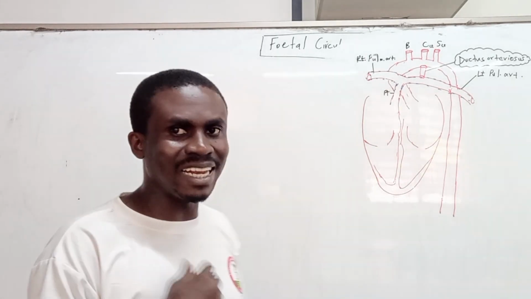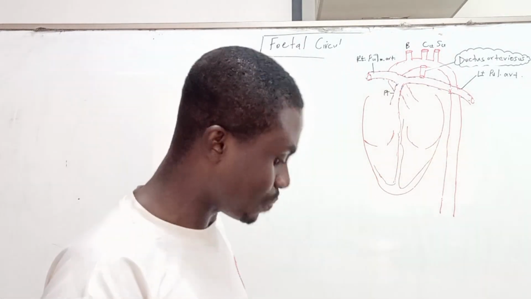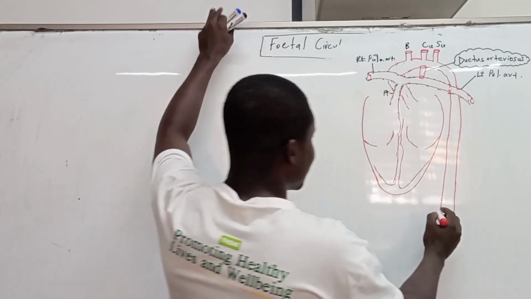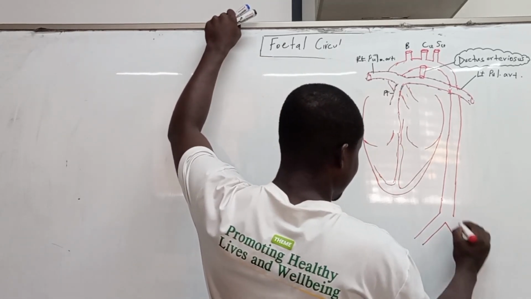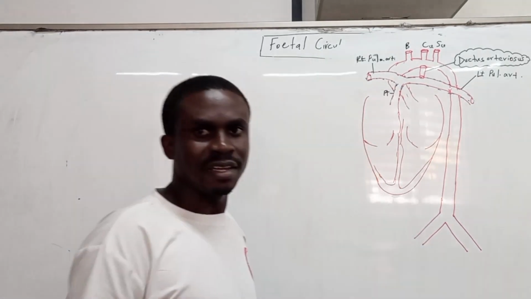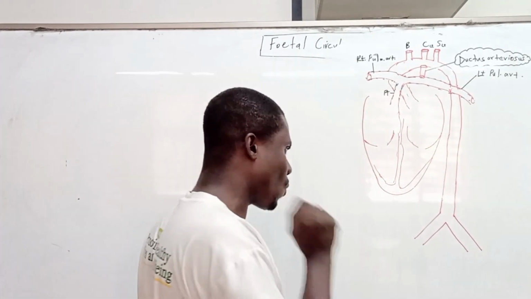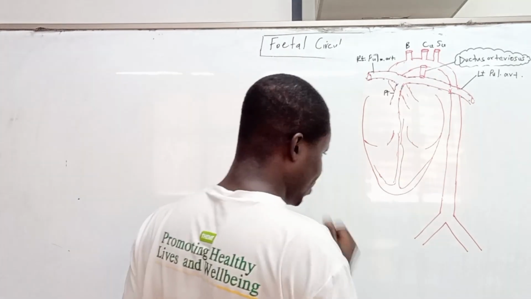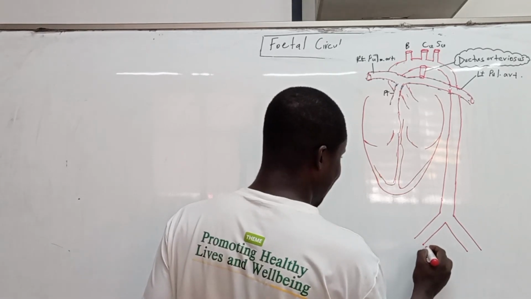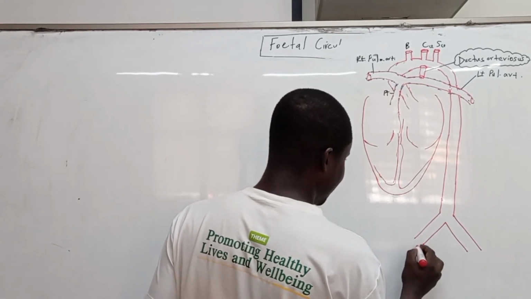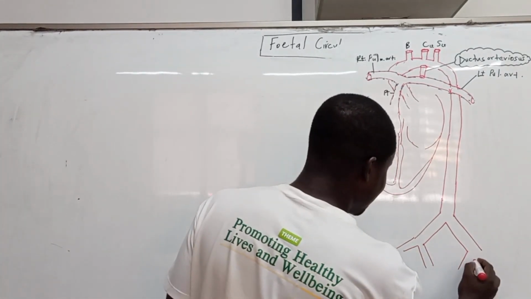And my friends, in the adult, at the level of the L4 vertebra, it divides into left and right common iliac arteries. And one thing I want you to know is that the name is common because it's going to further divide.